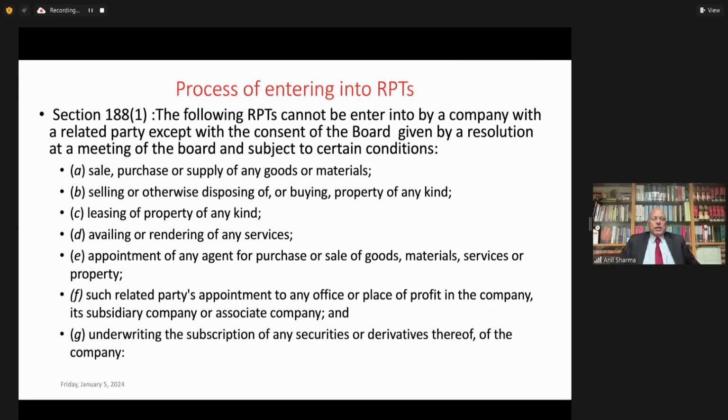So once we have understood what is related party, what are those related party transactions, what are those transactions with those related parties which require certain compliances, then comes the compliance part, the process of entering into related party transactions. And for that purpose, you have to look at subsection 1 of section 188. So it says that these transactions cannot be entered into by a company with a related party except with the consent of the board given by a resolution at a meeting of the board, subject to certain conditions.